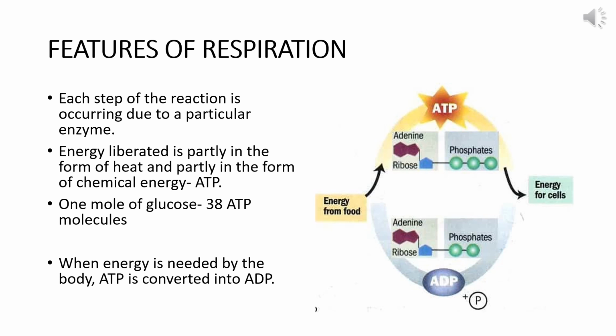Now when enough glucose molecules are present, ADP will again be converted into ATP, so that we can store that as the energy currency. So this whole cyclical process of conversion of ATP into ADP when energy is needed by the cell, and ADP into ATP when energy is obtained from food, is happening in a cyclical and continuous manner.